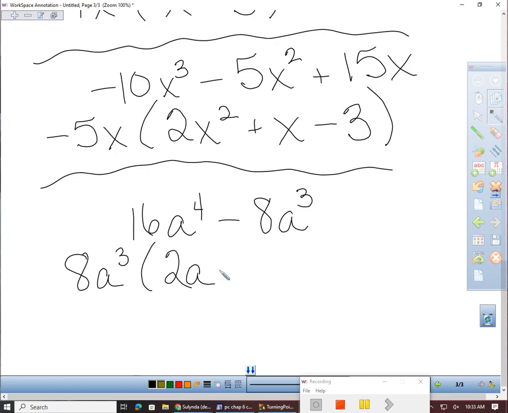Good. Minus. If I take an 8 out, the 8's gone. If I take the a to the third out, that's gone. 1. That magical 1 has to be there no matter what.